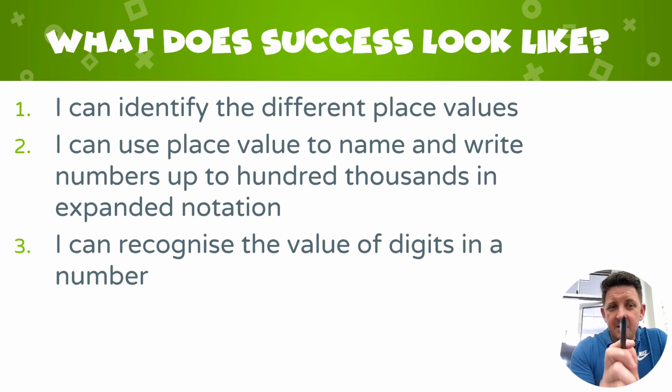Right, Legends, let's have a look and see what we need to be able to do to be successful in this lesson. The first thing is we're going to be able to identify the different place values, all the way from the ones through to the tens and hundreds of thousands. I can also use place value to name and write numbers up to 100,000 in expanded notation. We're going to talk about what expanded notation is and how that looks. And the last one is I can recognize the value of digits in a number, so the difference between a place value and the value of a digit. We're going to talk a little bit about that also.